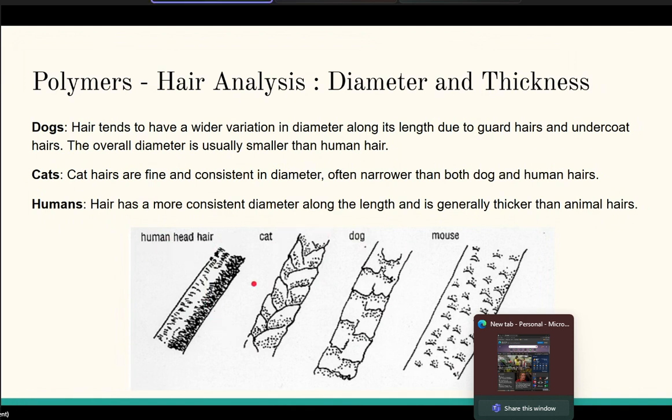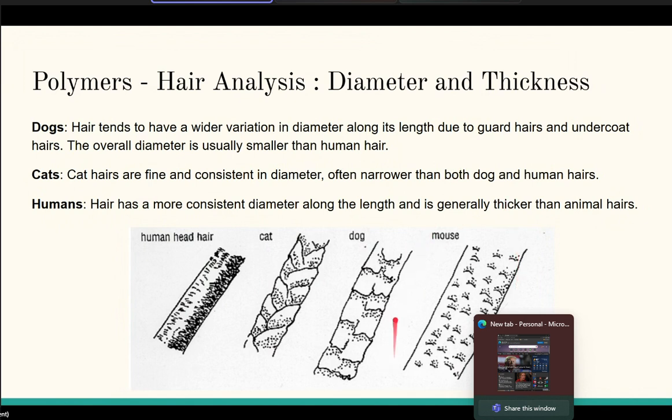So cat hairs would be the thinnest, while human hair has the most consistent diameter and is thicker than animal hairs. So human hair is the thickest, cat hair is the thinnest, and dog hair is in the middle in terms of thickness, whereas in consistency, human hair is more consistent than cat hair and dog hair.